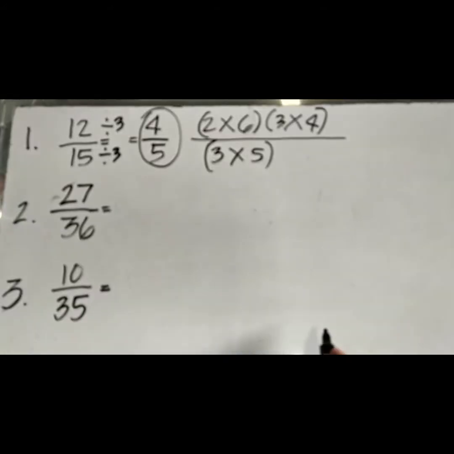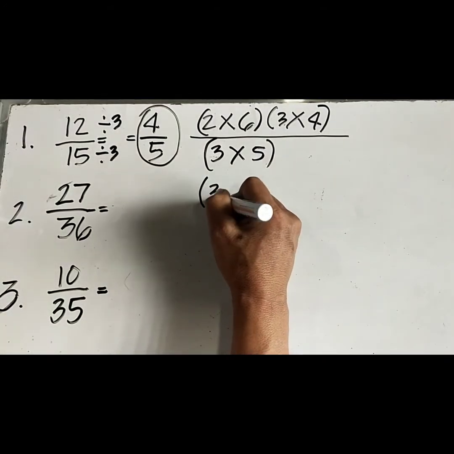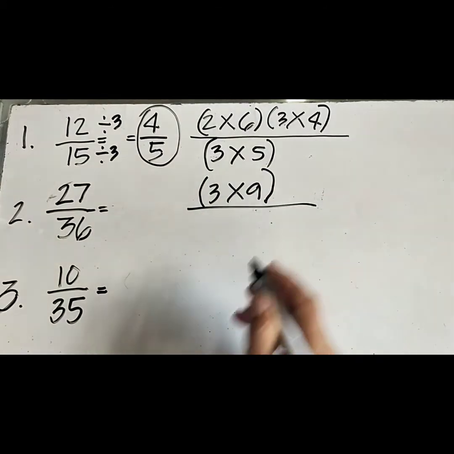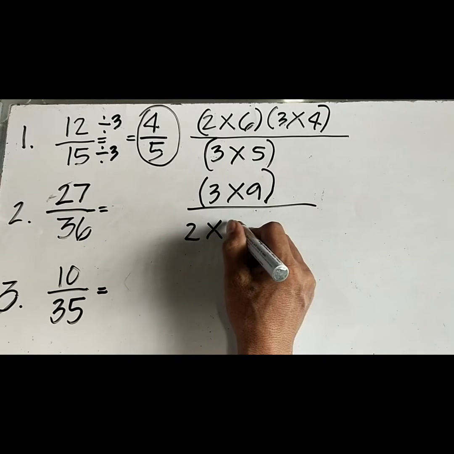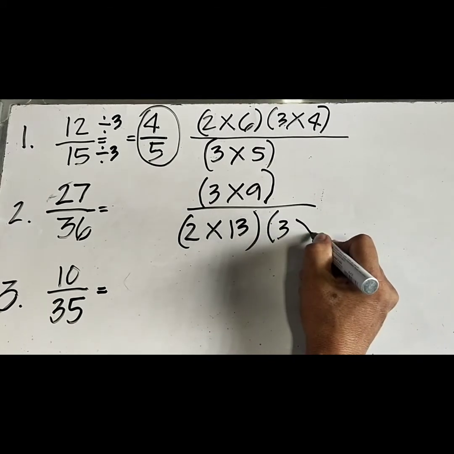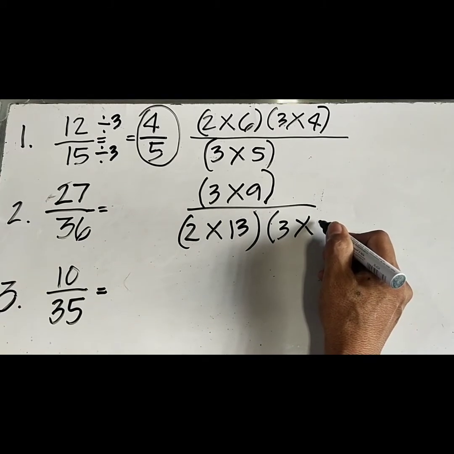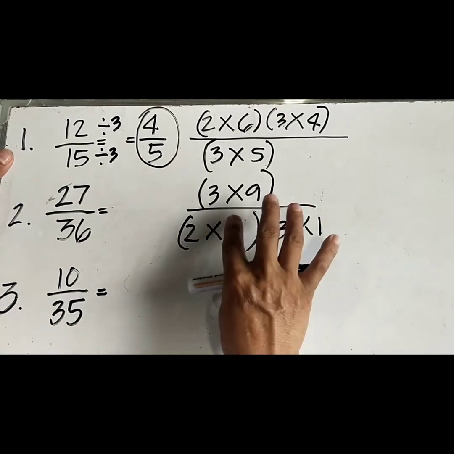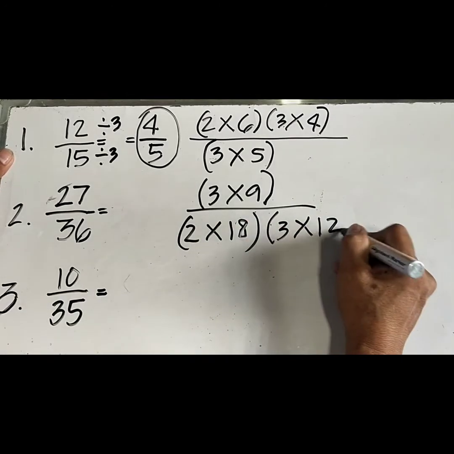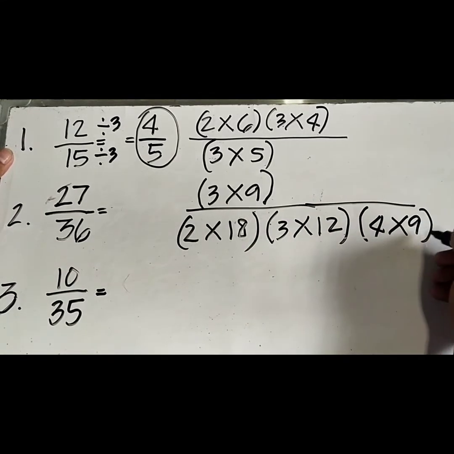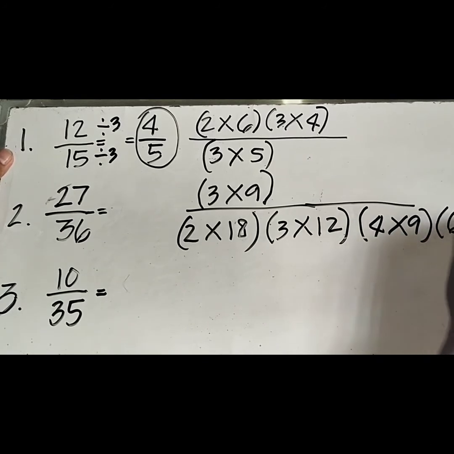Okay, how about number 2? We have the factors of 27. What are the factors of 27? 3 times 9, and we have only 27 times 1. So there is only 1. Factors of 36: 2 times 18, 3 times 12, and 4 times 9, and we have also 6 times 6. So these are the factors of 36.